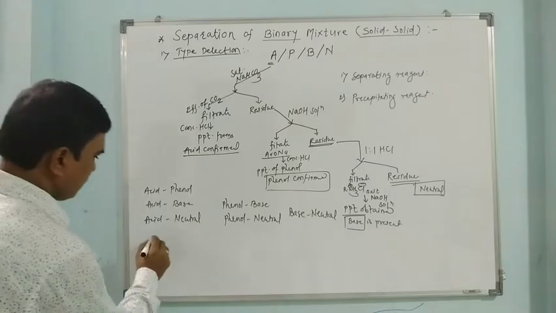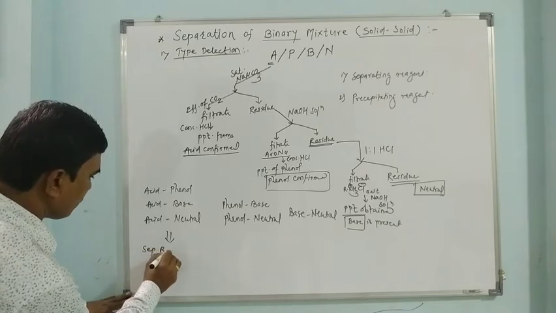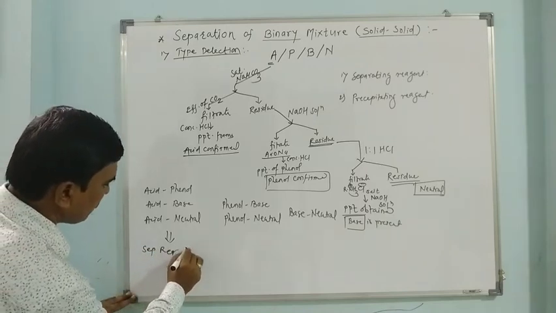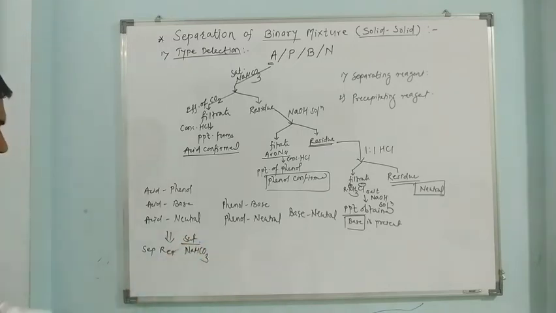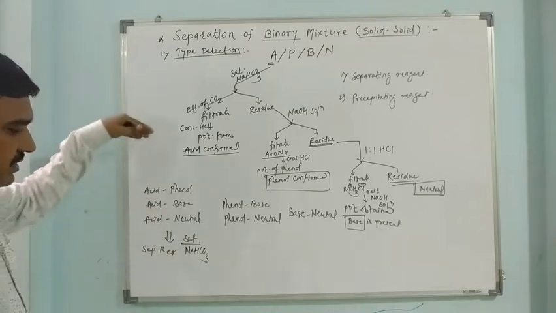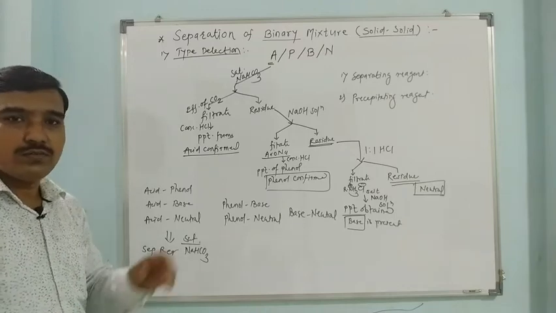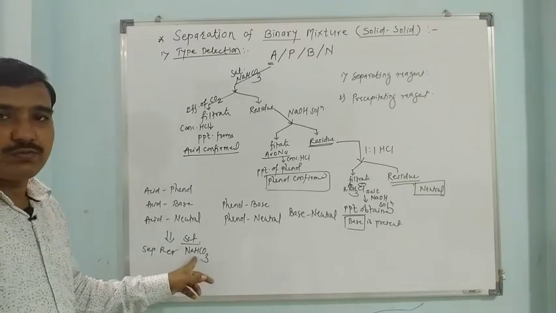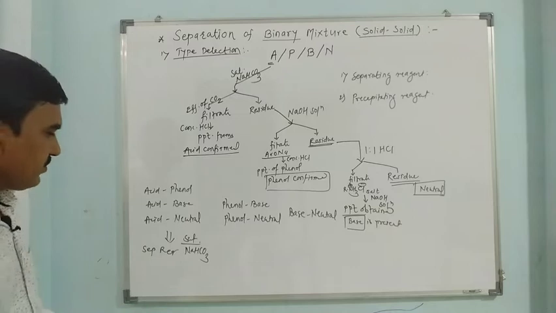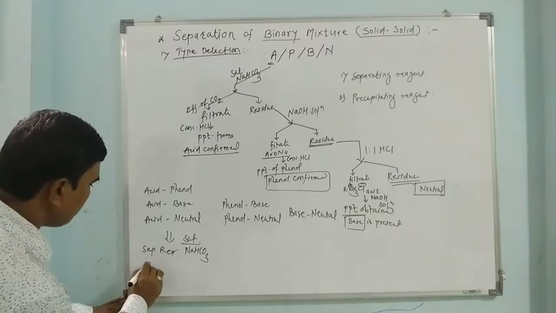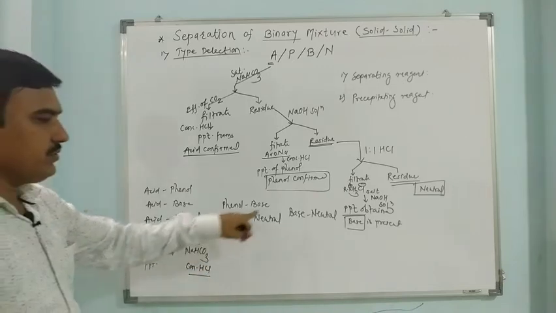So for these we are having separating reagent, sodium bicarbonate. So this is saturated sodium bicarbonate. So after adding sodium bicarbonate, acid dissolves in that, and we have to regenerate acid. So one of the components must be dissolved in the sodium bicarbonate, that is acid. So another component is residue. Residue is as it is phenol, base or neutral, and the precipitating reagent is concentrated HCl.